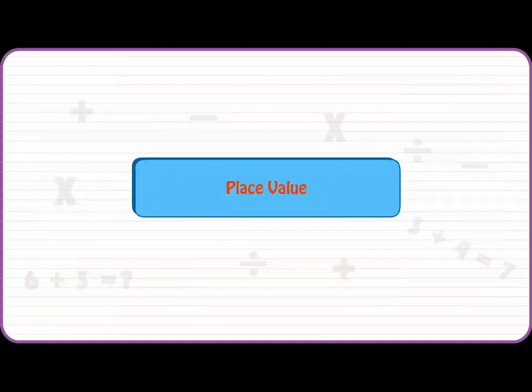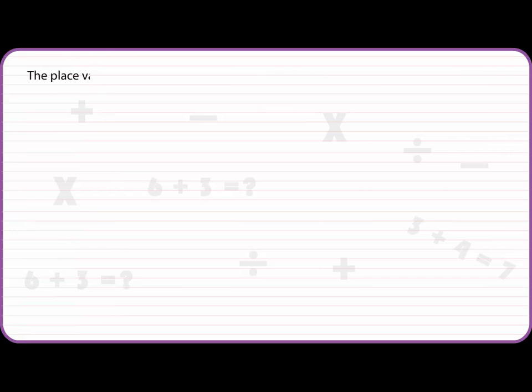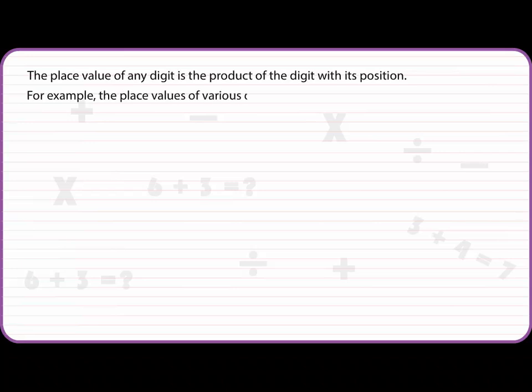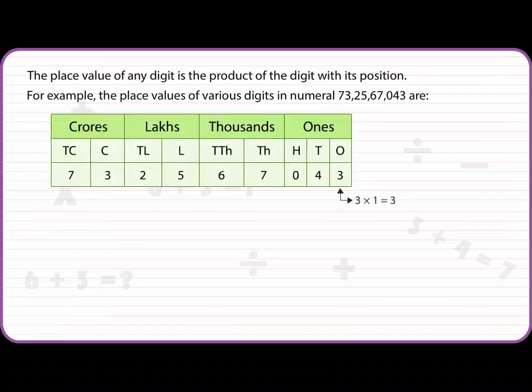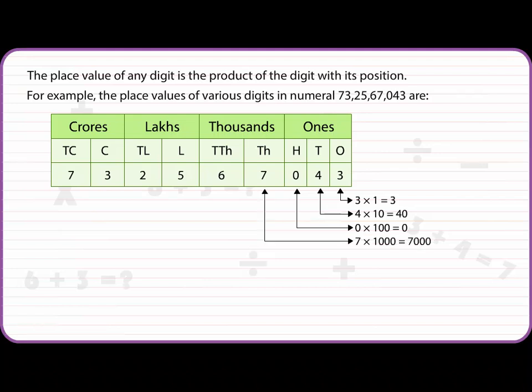Place value. The place value of any digit is the product of the digit with its position. For example, the place values of various digits in numeral 73 crore 25 lakh 67,043 are: the place value of 3 is 3, the place value of 4 is 40, the place value of 0 is 0, the place value of 7 is 7,000, the place value of 6 is 60,000.